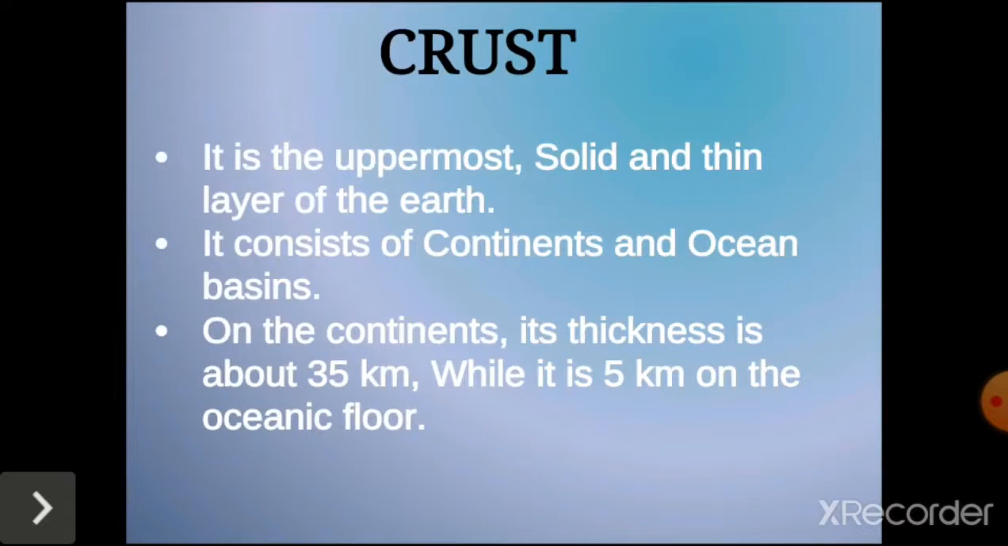The uppermost solid and thin layer of the surface is called the crust or lithosphere. It consists of continents and ocean basins. On the continents, its thickness is about 35 km, while it is 5 km on the oceanic floor.